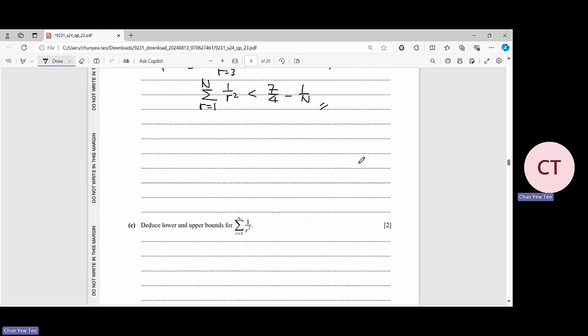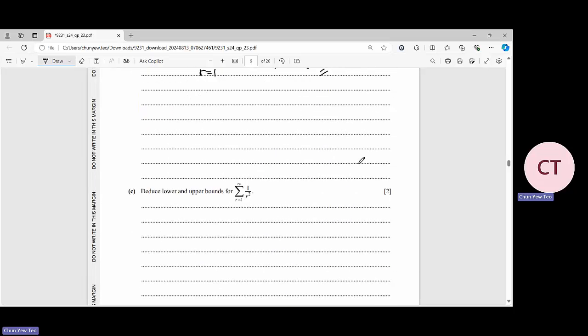Okay, so now we're moving on to part C. We want to find the lower and the upper bound of this when n goes to infinity. So first of all, we just need to write like this.